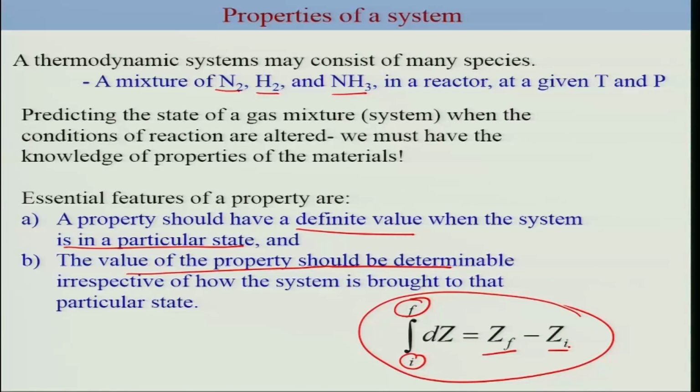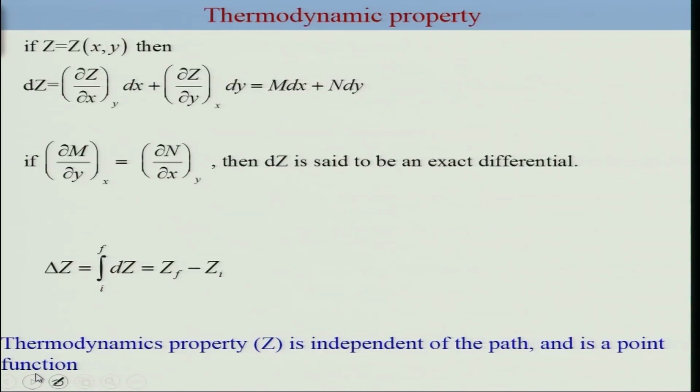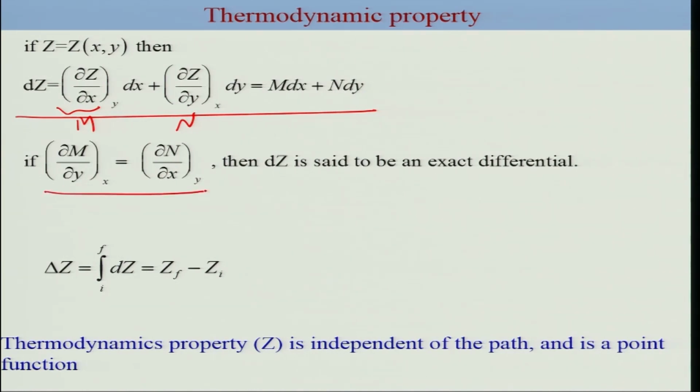Now let's look a little bit at the mathematics. So if Z depends on two variables x and y, you can write the differential of Z in the following form, where the partial differential of Z with respect to x is given by M, and this is N, and mathematics tells us that if this condition holds, then dZ is said to be an exact differential. Now in such a condition you can integrate this in this form. That means you can write delta Z as the integral of dZ from i to f, and this would be given as the difference between Z final and the initial values.